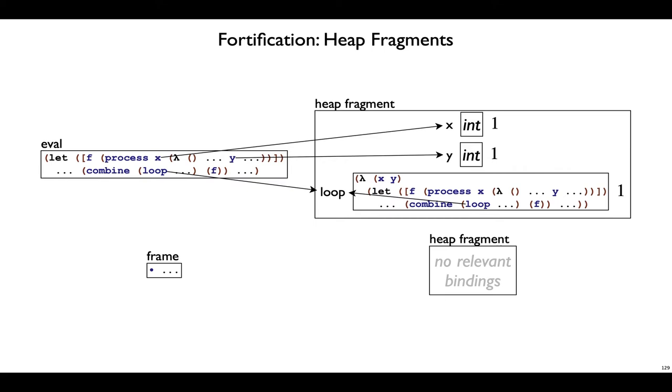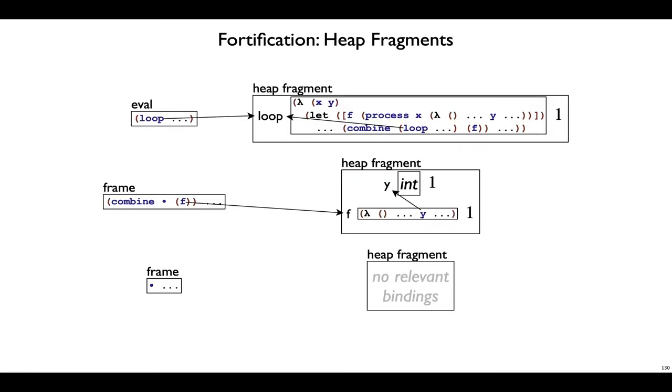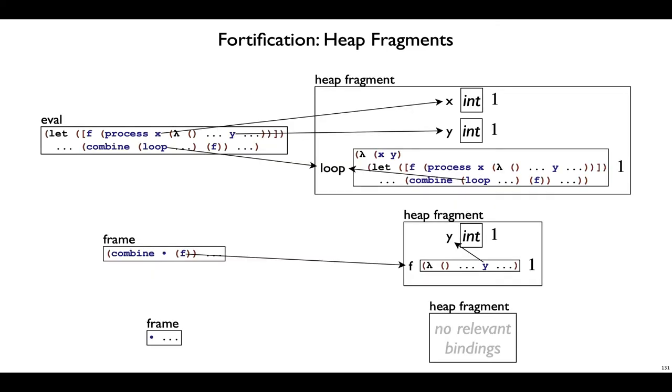Again, as before, we skip the right-hand side of the let and proceed directly to the recursive call to loop. Notice that the heap reference to y present in the previous analysis remains in the heap fragment for the call's continuation frame, but does not appear in the heap fragment of the call itself. Thus, when the call is made, both the bindings of x and y are fresh to the heap and enjoy an abstract count of 1.